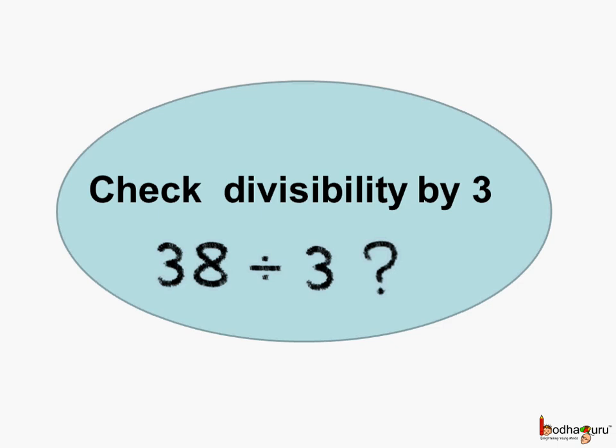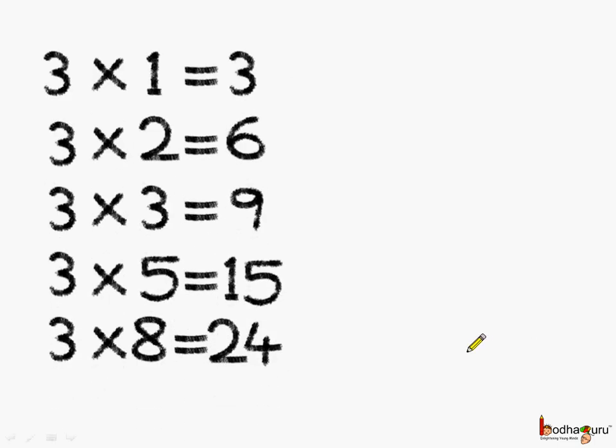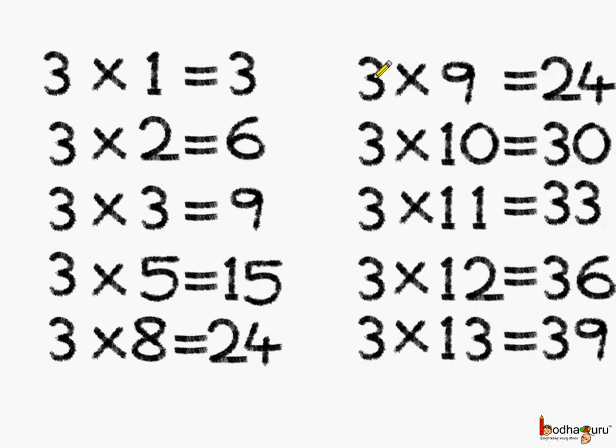Next, let us check if the number is divisible by 3. So, 38 divided by 3. Now, if we see the table of 3, then 3 into 1 is 3, 3 into 2 is 6, 3 into 3 is 9, 3 into 5 is 15, 3 into 8 is 24. We are skipping a few just to come near to 38. Then 3 into 9 is 27, 3 into 10 is 30, 3 into 11 is 33, 3 into 12 is 36, 3 into 13 is 39. So, 38 is greater than 36 and less than 39. So, 38 is not exactly divisible by 3.